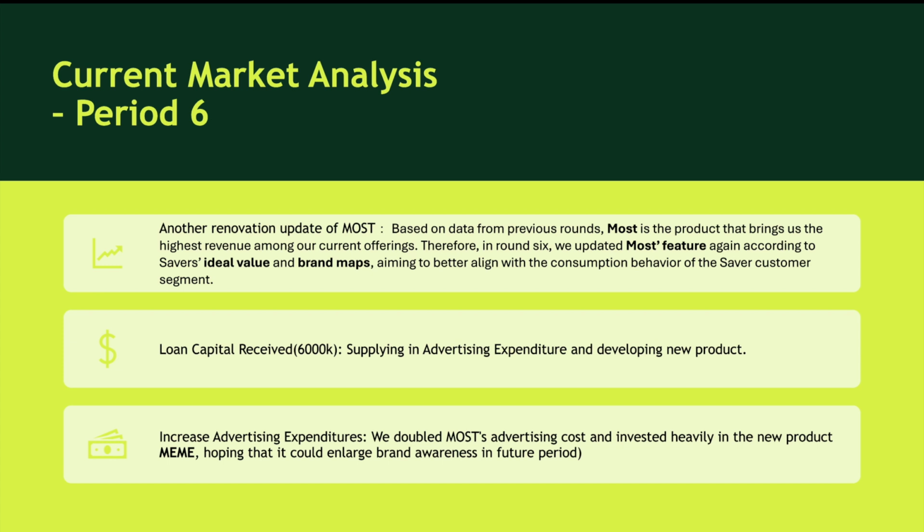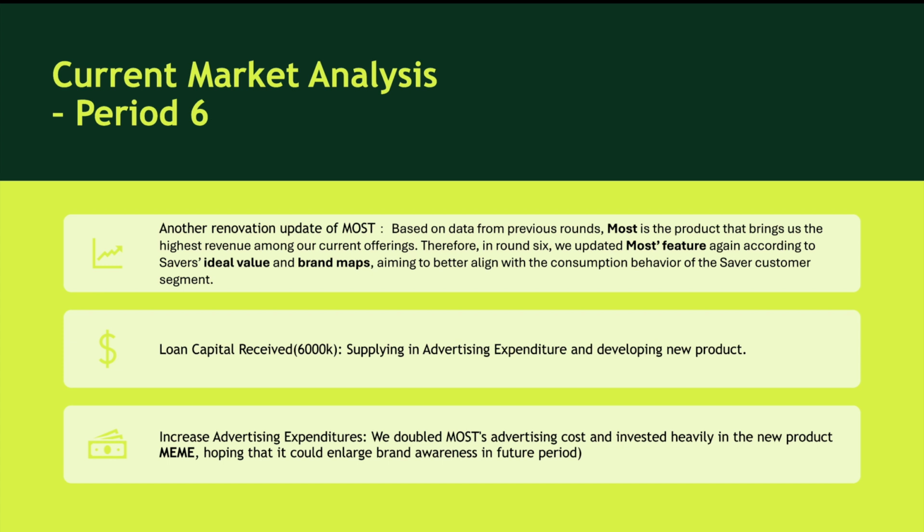Based on the data from previous rounds, Most is the product that brings us the highest value among our current offerings. Therefore, in round 6, we updated Most's features again according to Saver's ideal values and brand match, aiming to be better aligned with the consumption behavior of the Saver customer segment.